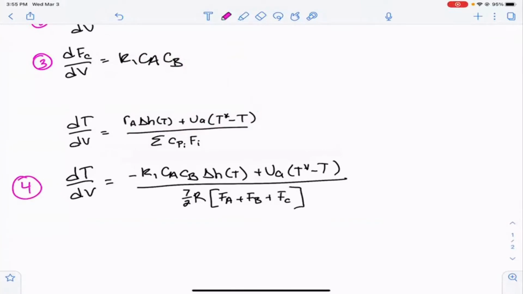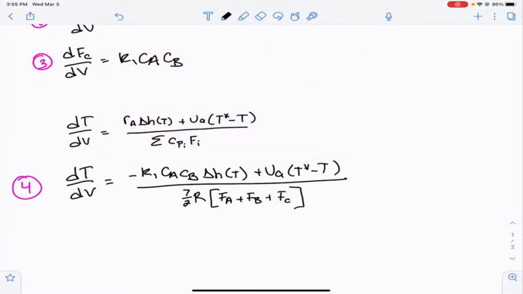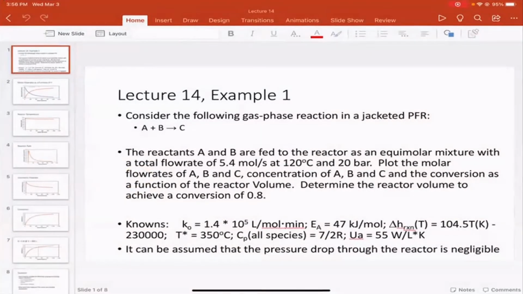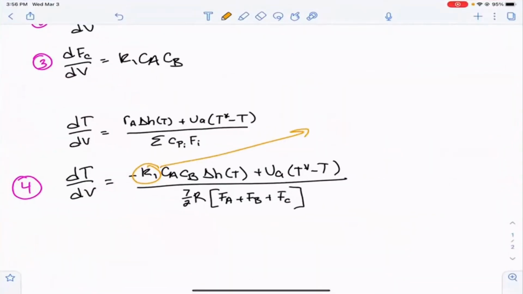So we have four unknowns, the flow rates of each of the species and temperature, and everything else we're going to calculate from there. So we have four equations and four unknowns. The one thing that I want to point out though, before we do that and move forward, is to be very careful when you're solving problems like this with units. I'll just give you an example here: the unit for K1 that is given in the problem is liters per mole minute.